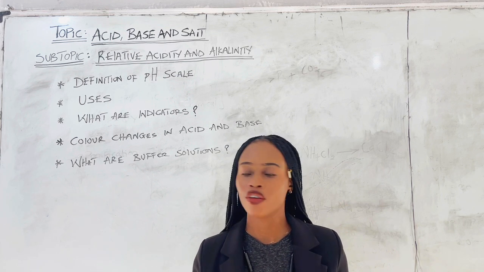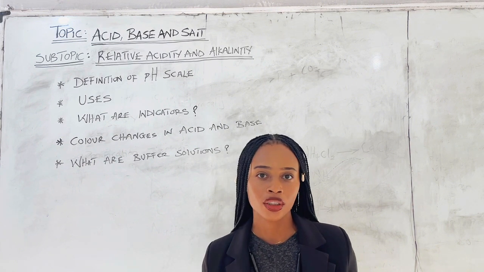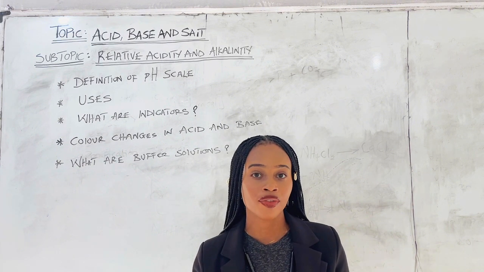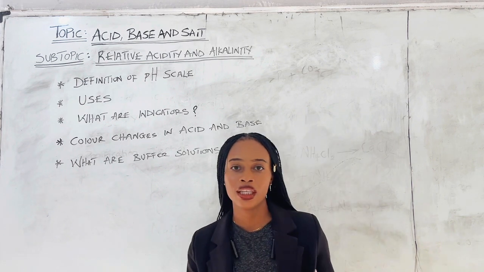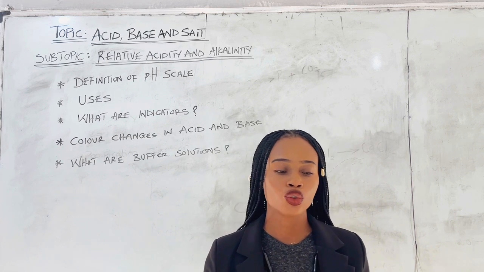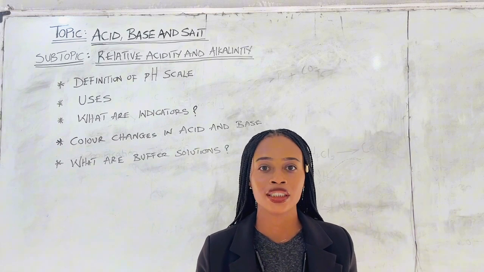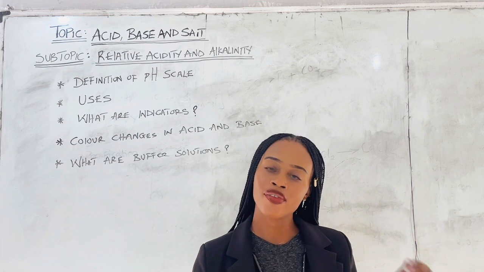A perfect example of a buffer solution that is applicable to living organisms is blood. So the blood in our bodies serves as a buffer solution. Now you might ask, what are the uses of a buffer solution in our day-to-day lives? Buffer solutions are necessary in chemical reactions where stability of pH is mandatory or essential. So that is one use of a buffer solution.